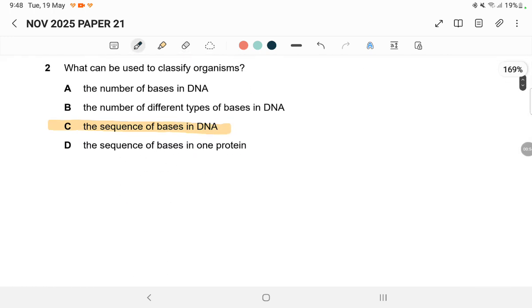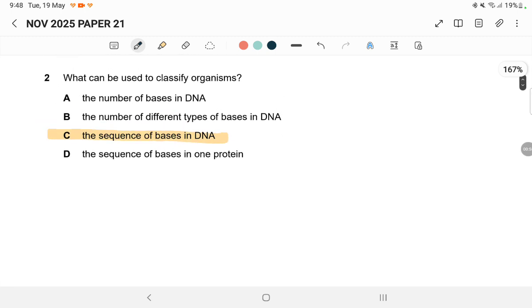Number 2, what can be used to classify organisms? The number of sequences of bases in the DNA is the correct answer. The number of bases in the DNA is nothing to compare or to classify organisms, because basically they will have the same bases. They have adenine, thymine, cytosine, guanine. There is nothing like an extra base for you to say it is correct. So A is incorrect. Number of different types of bases, the same thing, it is already adenine, thymine, cytosine, guanine.